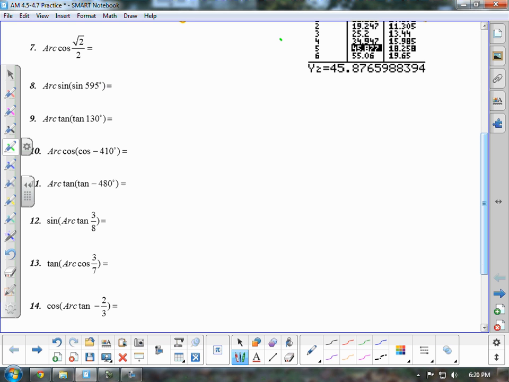This first one, arc cosine of square root of 2 over 2, thinking about your circle, and cosine, remember if you're dealing with the inverse cosine, is the top half of your circle, and the square root of 2 over 2 is right there. So that is a 45-degree angle, or pi over 4.